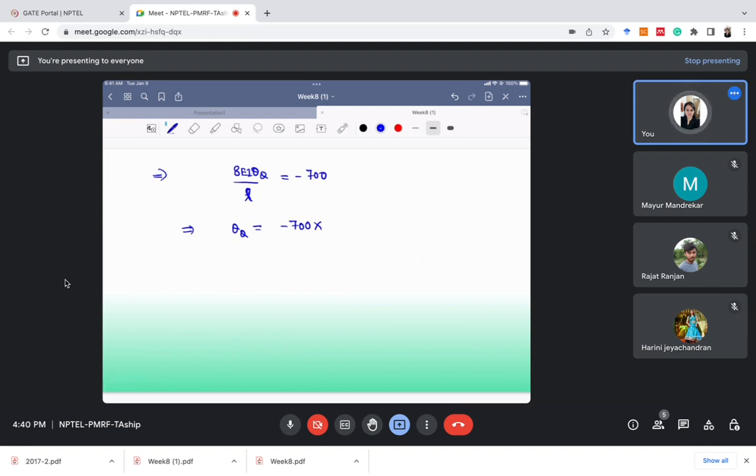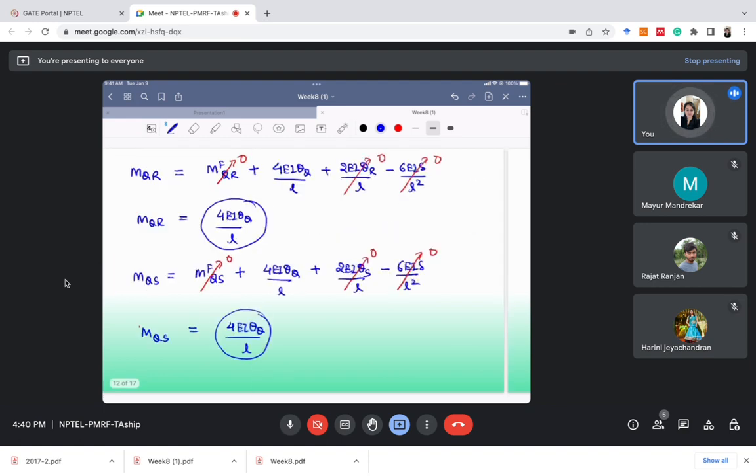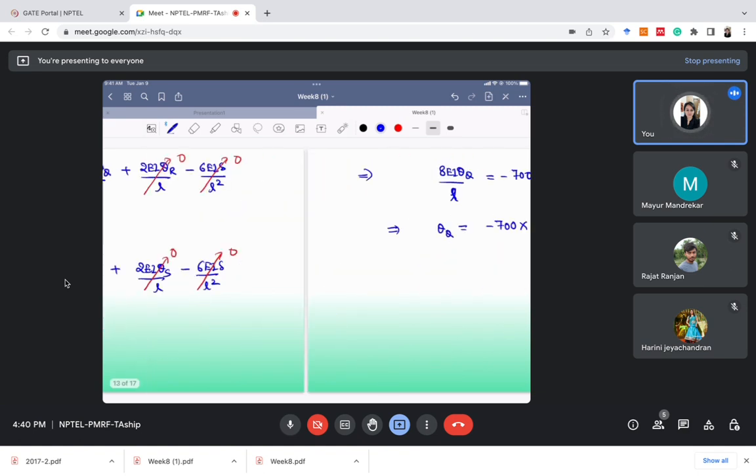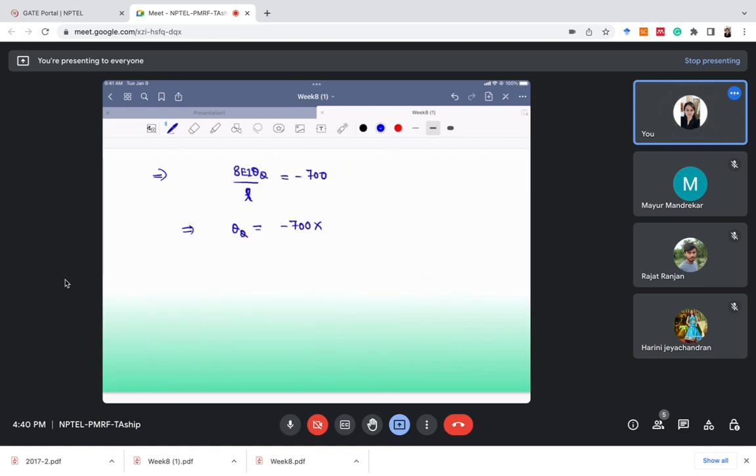Okay, so what is the value of E? Sorry, 700 into L. So what is the value of L? Length here is 4 meter for both the spans, so the length will be 4000. 700 kilonewton meter unit was there, so converted into Newton and mm, it will be 10 to the power 6. What is the value of L? L is 4 meter, or you can write it as 4000 mm.